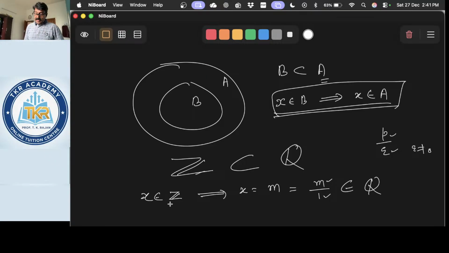So every integer you can write in the form p by q, or m by 1, and that is therefore in Q. So Z is a subset of Q. This is how we prove the set of integers is a subset of the rational numbers.